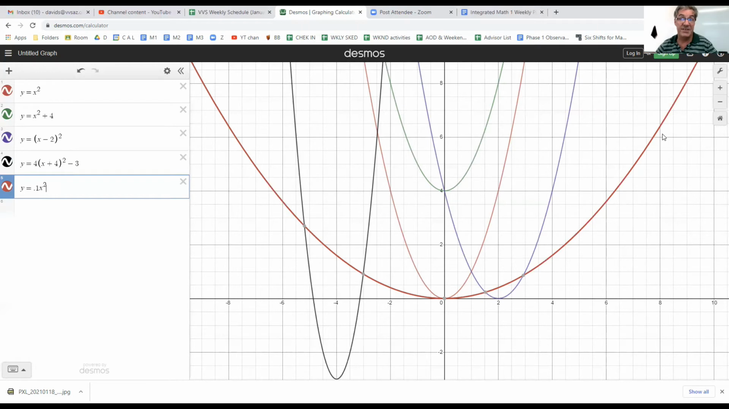So in coming days, we're going to explore how to change the shapes of these parabola graphs just by changing certain components in the equation. We can change their shape, we can change their vertex.